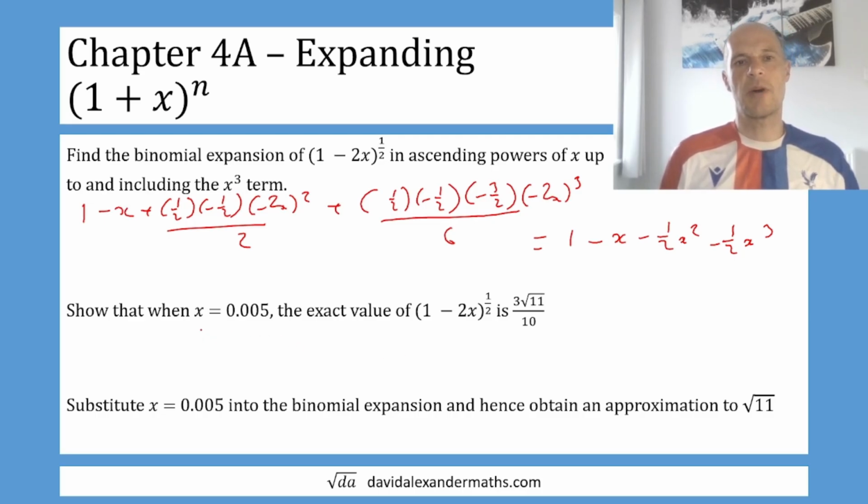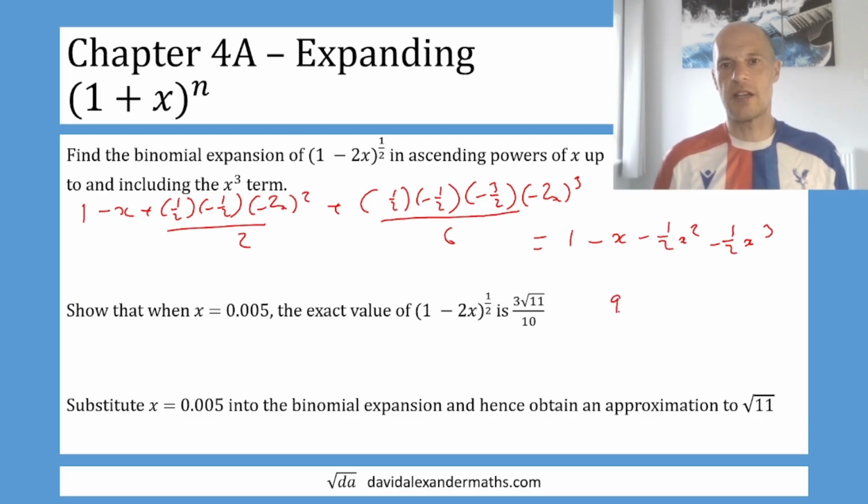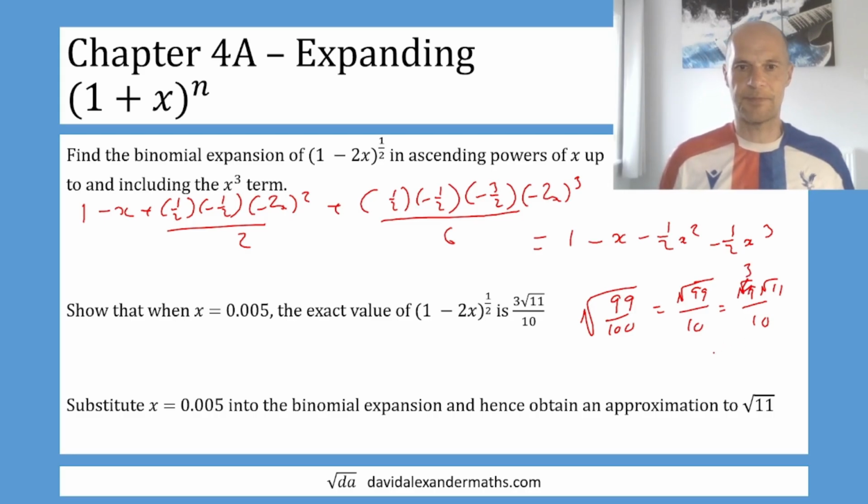Okay, so next part, show that when x is 0.005, the exact value of 1 minus 2x to the power of a half is 3 root 11 over 10. So what is 0.005 multiplied by 2? It is 0.01, and 1 minus that is 99 over 100. So what we have is the square root of 99 over 100. So that is root 99 over root 100, which is 10. And that is root 9 root 11 over 10. So 3 root 11 over 10.